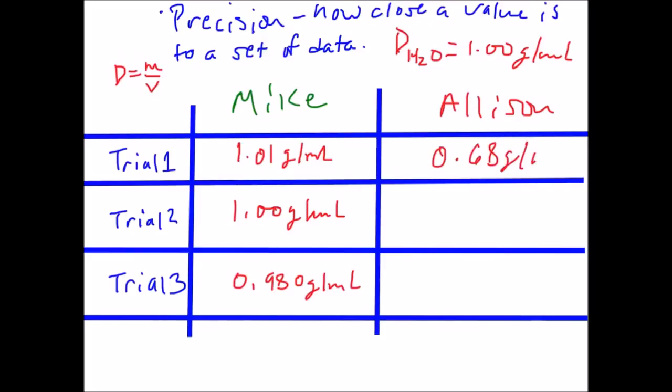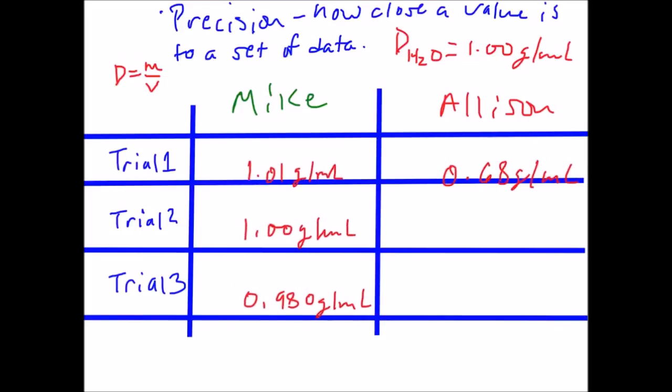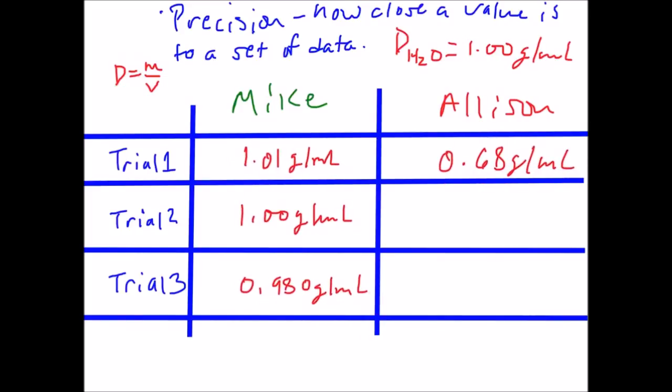Okay, and then Allison performs this experiment, and she gets 0.68 grams per milliliter, and then 2.03 grams per milliliter, and then finally 1.53 grams per milliliter. Okay, well, let's just talk about the precision part of this data first.